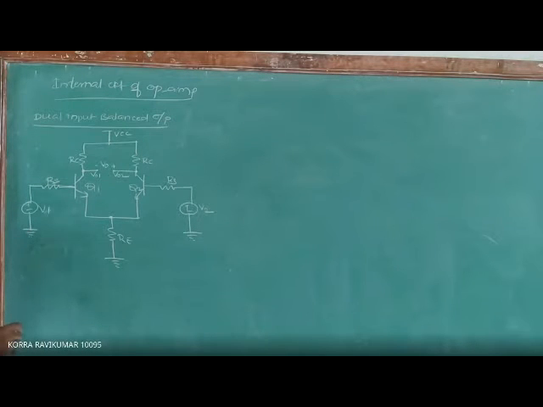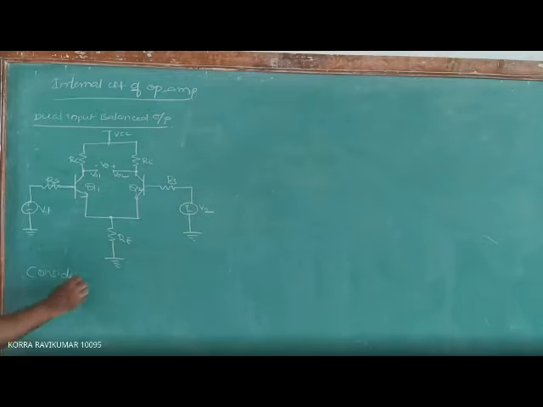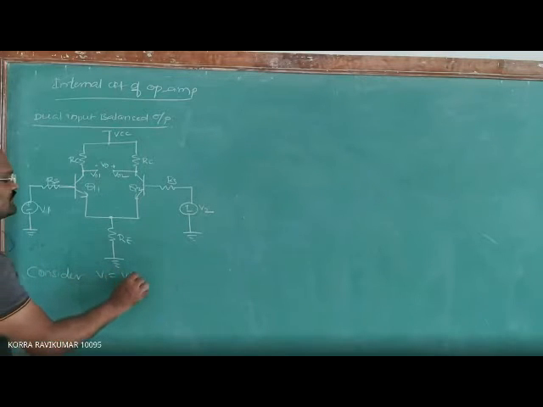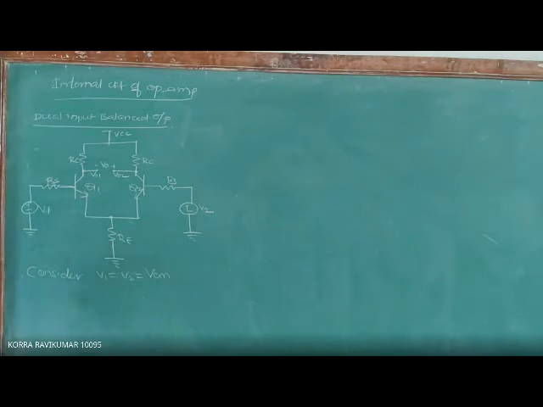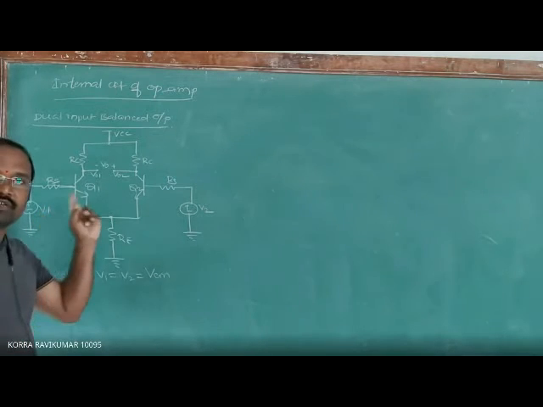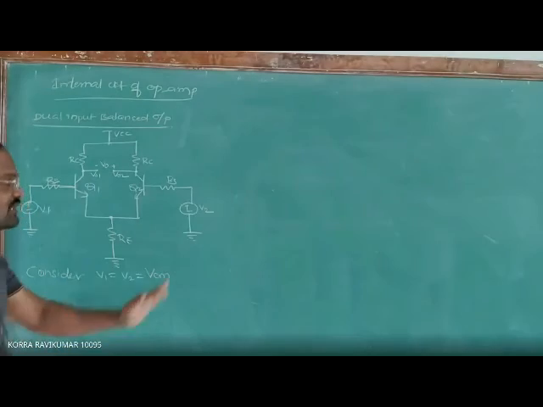Before applying case 1, consider the input signals: the signal which we are going to apply at the first transistor and the signal which we are going to apply at the second transistor. V1 is equal to V2, which is the common mode voltage. Say, for example, at V1 we are giving a sinusoidal signal with 5 volts amplitude. The same signal you have to apply here.